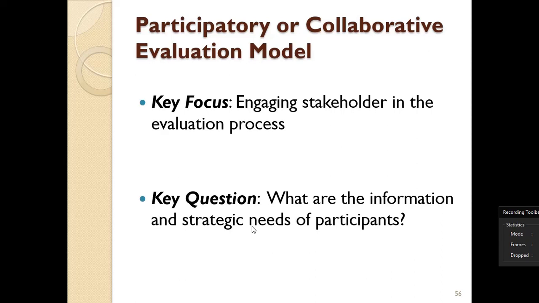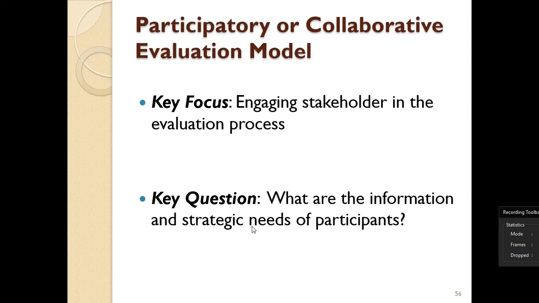The beneficiaries can be impacted by your project because they are the beneficiaries. Now, a combination of whether they are external to your project or internal to your project, as long as they have any connection to your project, implementation of your project, those are stakeholders. And participatory or collaborative evaluation model looks at involvement of all those stakeholders.